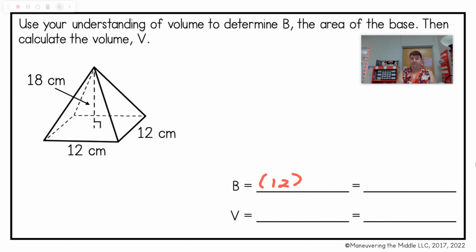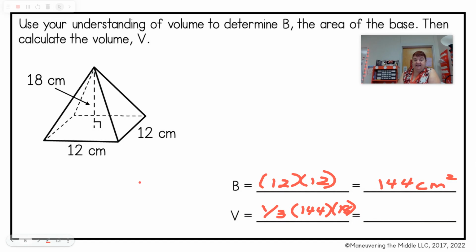So 12 times 12. And that's going to equal 144 centimeters cubed. Or centimeters squared. Sorry about that. And then the volume is going to be 1/3 of 144 times 18. Now, you could take 1/3 of any of these. Like I could just take 1/3 of 18. Then I end up with only doing 144 times 6. Because I did 1/3 of 18. And that left me with 6.